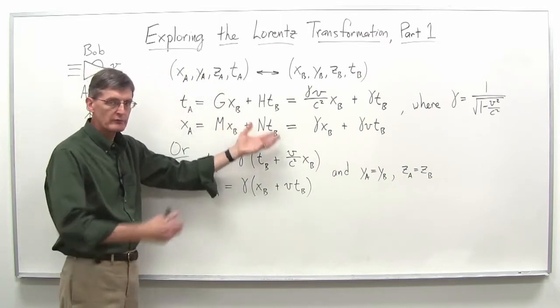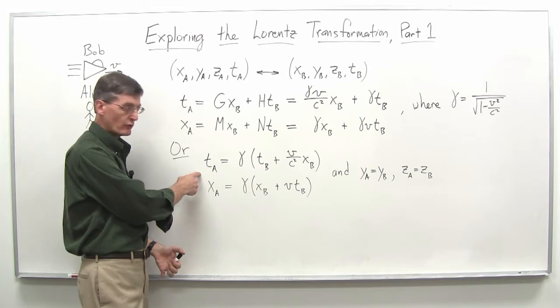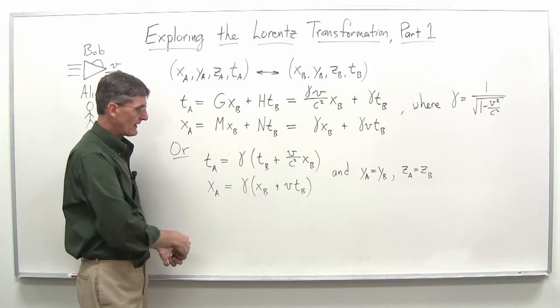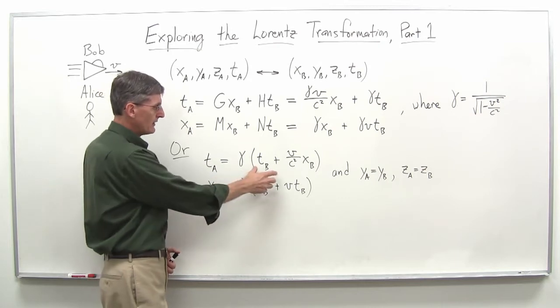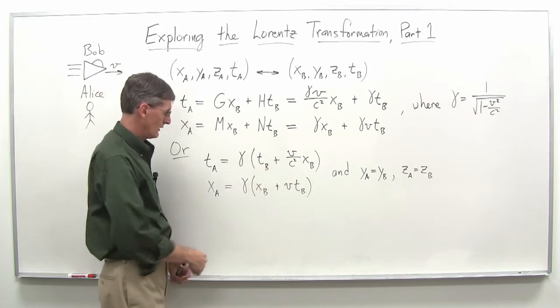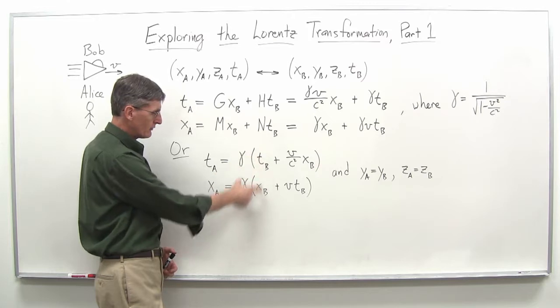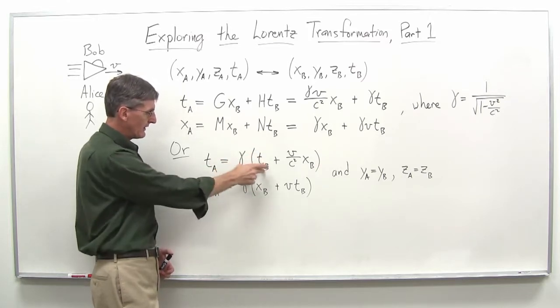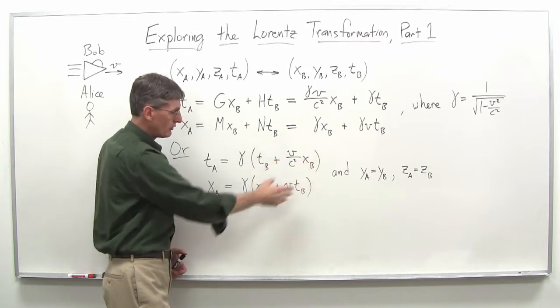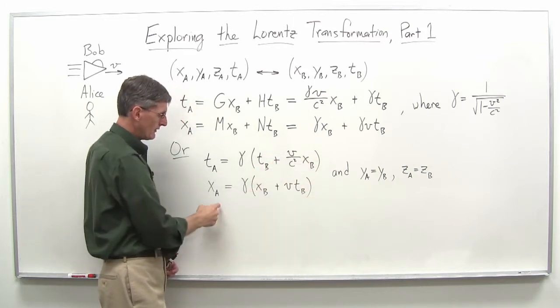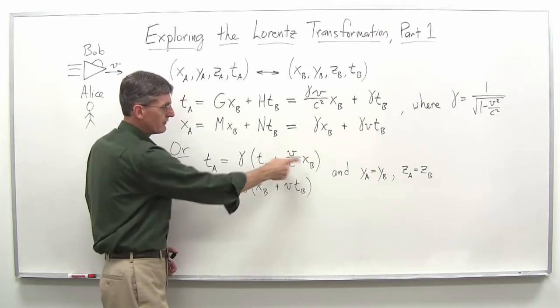We rewrote those. We just moved things around a little bit and put them in this form for ta and xa, which is a little bit easier to memorize. In that form, ta equals gamma times tb plus v over c squared xb. xa equals gamma times xb plus v tb. So notice this sort of parallelism here between ta, tb, xa, xb. Slight difference in the second term in each. I've got v tb over here in the xa and v over c squared xb.